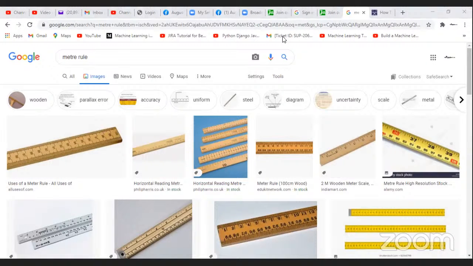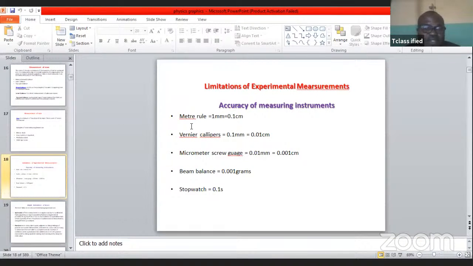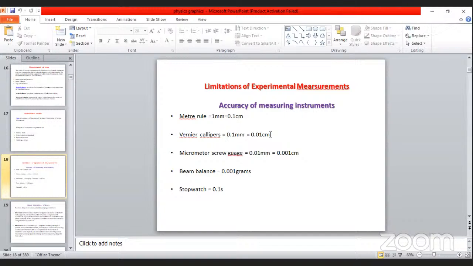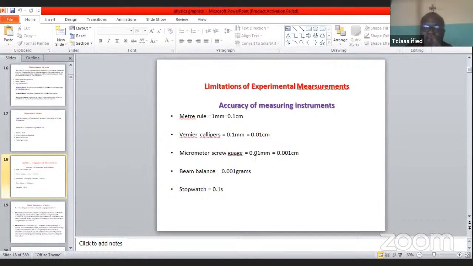And that's why we say if you're measuring to the accuracy of 1 millimeter or 0.1 cm, then use a meter rule. But if you're measuring to the accuracy of 0.1 millimeter, or 0.01 cm, then use a vernier caliper. But if you're taking an even smaller measurement of say 0.01 millimeter or 0.001 cm, then you're going to use a micrometer screw gauge. Is that clear? Yes, sir.